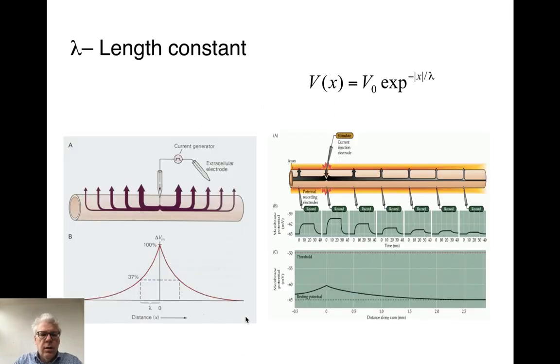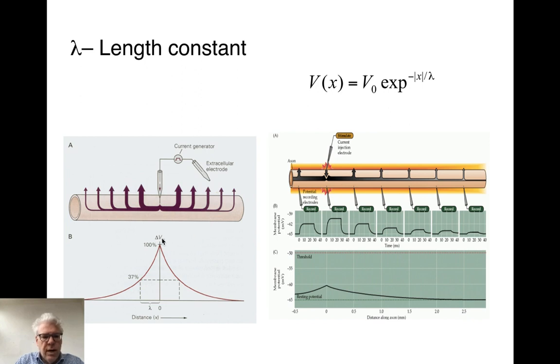And how does that look? Well, it looks like illustrated here on the left and on the right. We have our current injection. We wait sufficiently long for a steady state, and then current will leave the axon in both directions, where the current density will decrease as a function of the distance, and that of course defines the membrane voltage.